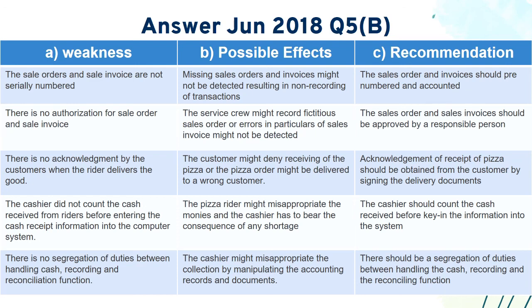The last weakness is that there is no segregation of duties between handling cash, recording, and reconciliation functions. The possible effect from the weakness is that the cashier might misappropriate the collection by manipulating the account records and documents. So, to make sure that this problem will not happen, there should be a segregation of duties between handling the cash, recording, and the reconciliation function.